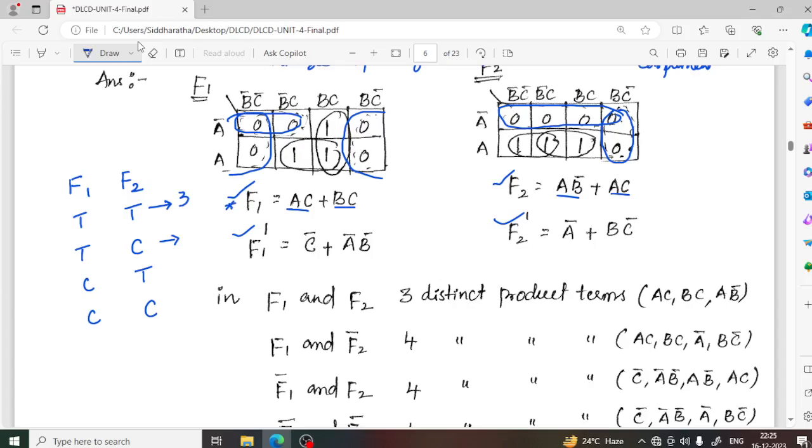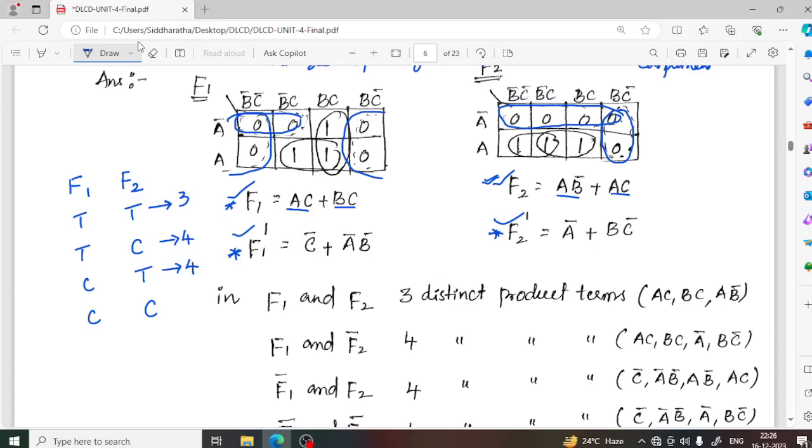F2 in complement form. So in total, how many distinct products? 1, 2, 3, 4. All are distinct, no repeated, right? Next, F1 bar in complement form, F2 in true form. Here how many products? 1, 2, 3, 4. 4 are distinct product terms.